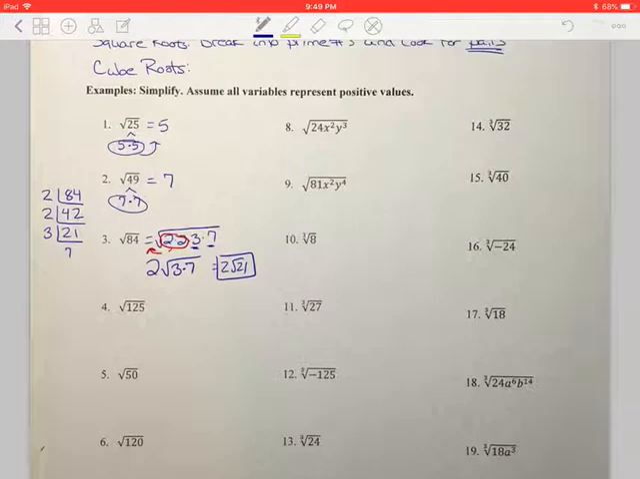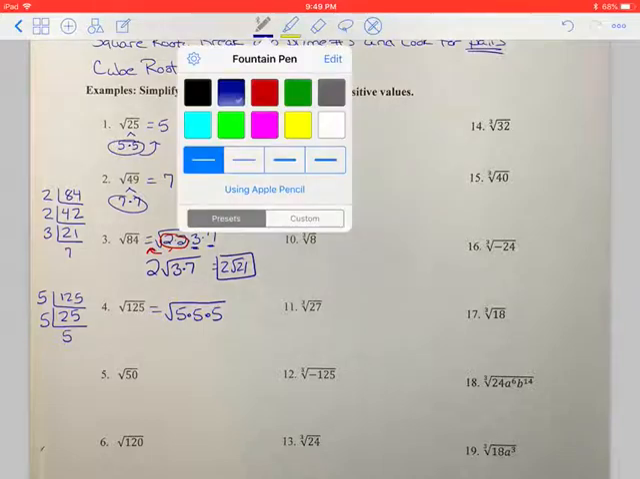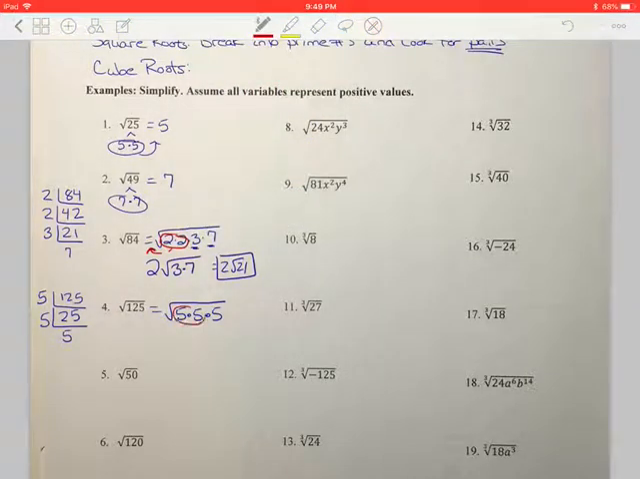All right, so let's try the same thing with 125. If I break it down, it ends in a 5, so I know it's divisible by 5. Comes out to be 5 times 25, and 25 is 5 times 5. So the square root of 125 is really the square root of 5 times 5 times 5. So I look for pairs. Here's a pair of 5s. I know I can bring a 5 out. And then the leftover 5 stays in. So this one stays in. And I get 5 square roots of 5.